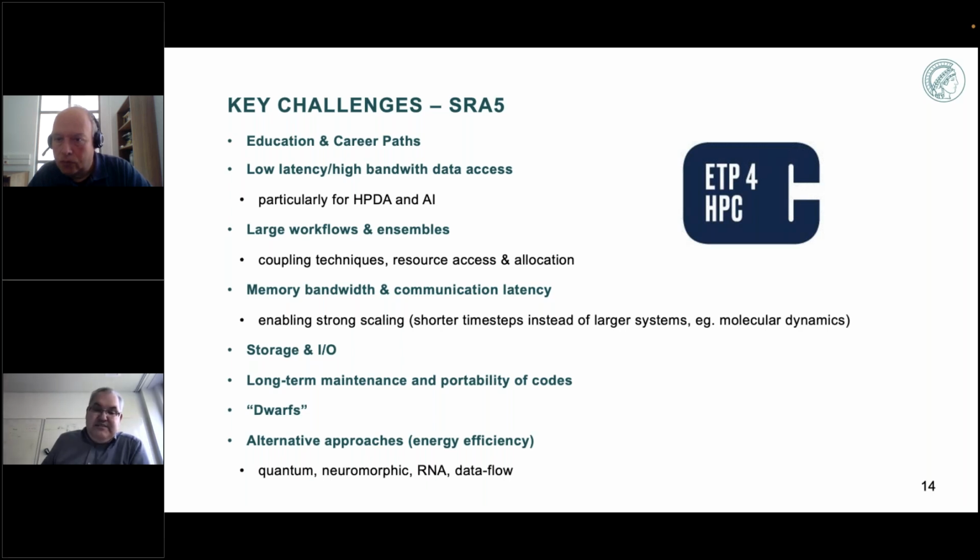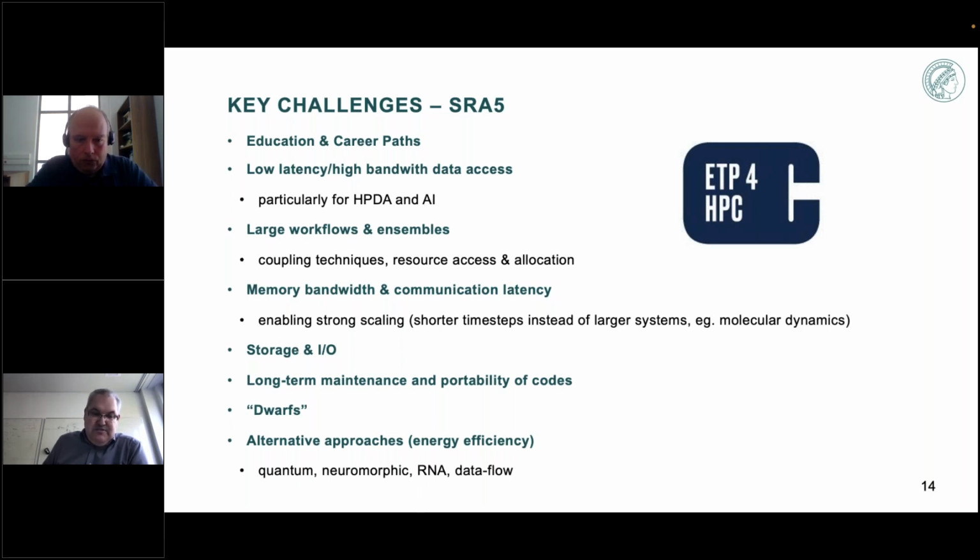The long-term maintenance and portability of code is an issue, particularly when it comes to these large-scale legacy codes. Where do we find the Fortran programmers that can still maintain them? What do we do with that? Are we rewriting them? Do we keep them?